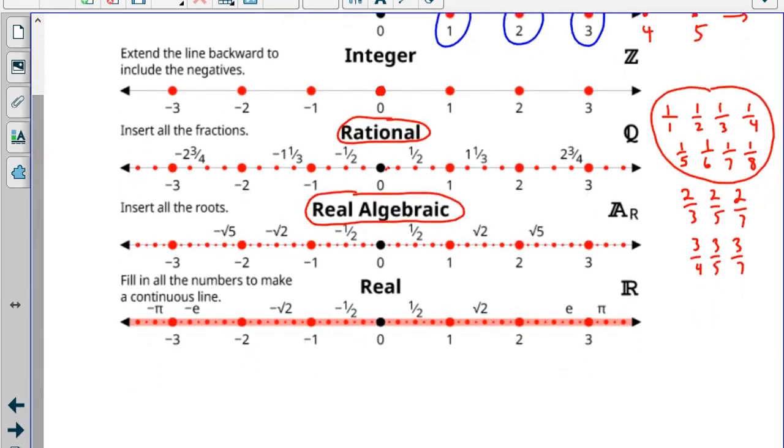And then finally, filling in all of the other numbers to make the continuous line. So again, algebraic numbers, the gaps aren't nearly as big as you see in this number line, but it's just there to show that there are some gaps in there. And then when you fill it in with all of the transcendental numbers, you end up with real numbers.